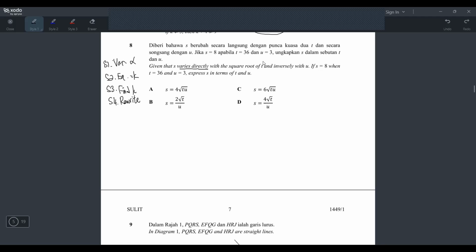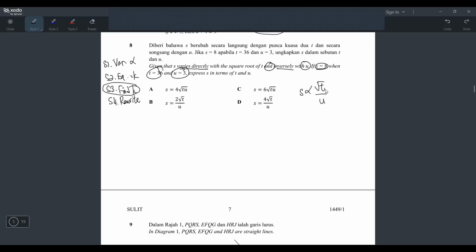Given that S varies directly with square root of T, so S varies directly means atas dengan atas, so S is directly as square root of T, so square root T. And inversely with U, so the U have to turun bawah because inversely. So kalau directly tulis atas, inversely tulis bawah. And then now what you do is you tambah K, right? Okay, but let's finish reading the question first lah. If S equals 8, T equals 36, U equals 3, express S in terms of T and U. What do you think? Why do you think they give you the S, T, and U? For you to find K later in your step 3, right?